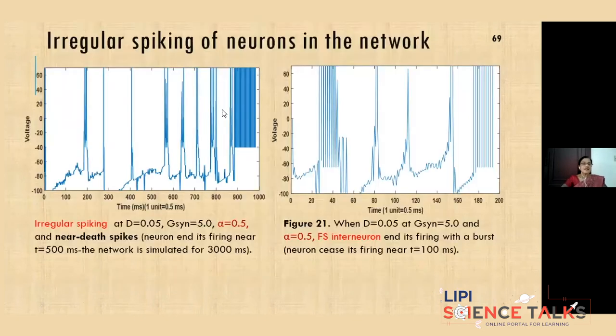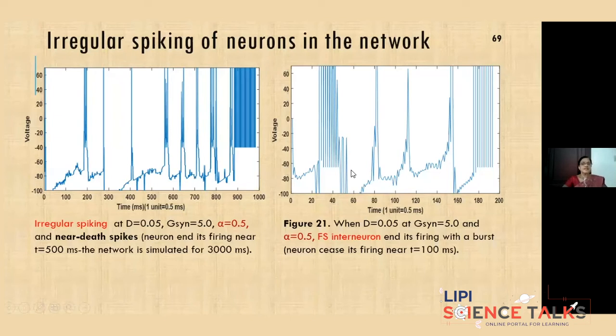This is again the near-death spikes, which is observed in the case of neurons. And the neurons stop firing after about 500 milliseconds. See that the scale is 0.5 milliseconds, that is why 500 milliseconds. After 5 milliseconds, the neurons go to rest state. And this is the case of interneuron.